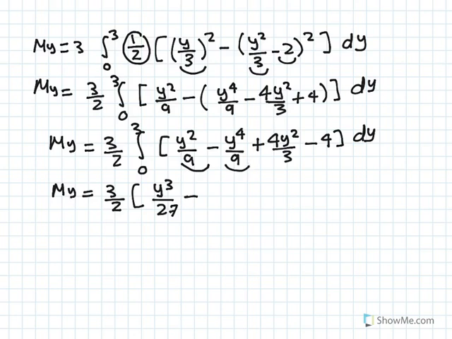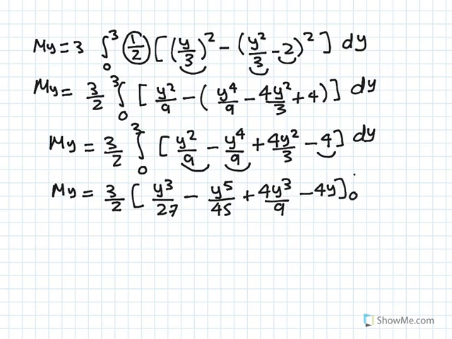Reverse the power rule, integral of y to the 4th over 9: add 1 to the exponent, that's 5, divide by 9 times 5, which is 45. Plus 4y cubed, divided by 3 times 3, that's 9. And the antiderivative of negative 4 is simply minus 4y.